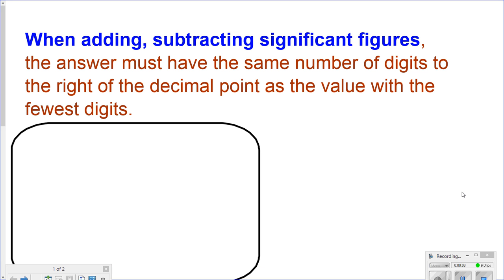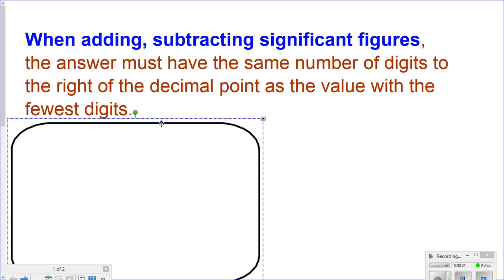Hello. We're going to spend the next few minutes talking about adding and subtracting with significant figures values. To do this, I just must understand that the addition and subtraction remains the same. What changes is the answer. And the answer must be given with the number of the fewest decimal points. That is the numbers with the data to the right of the decimal point, the fewest ones.